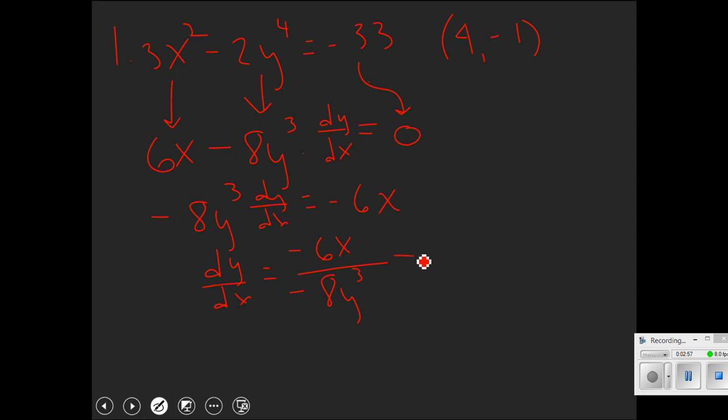So if I substitute those points in, I have 6 times 4. I got rid of the negatives because I know that they're gone. And then 8 times negative 1 cubed. So 6 times 4 would be 24. 8 times negative 1 cubed is going to be negative 8. And so our answer would be negative 3. So the slope at that point is negative 3.